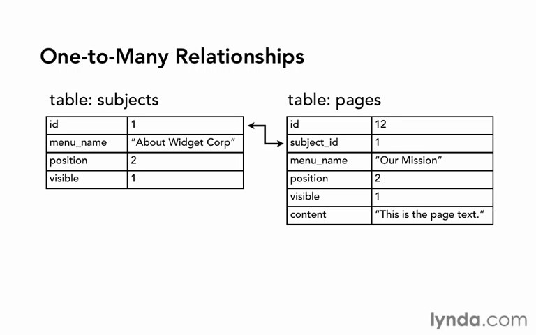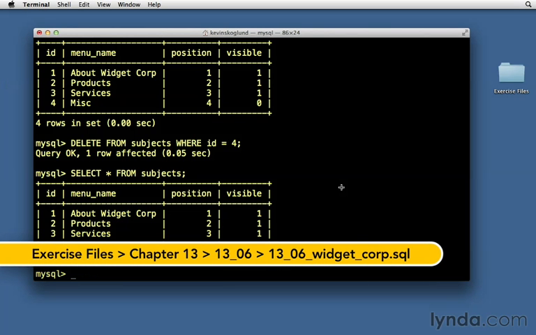These now are relational database tables. Let's go back into MySQL and create this new pages table and relate it to our subjects table. Okay, so I'm in MySQL already, and I've created my subjects table and populated it. Now I'm going to create my pages table.